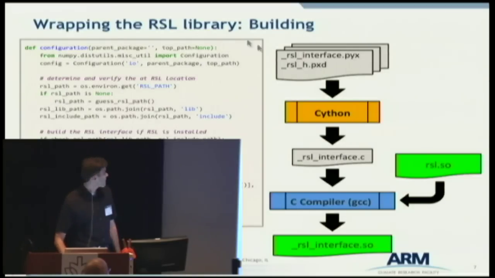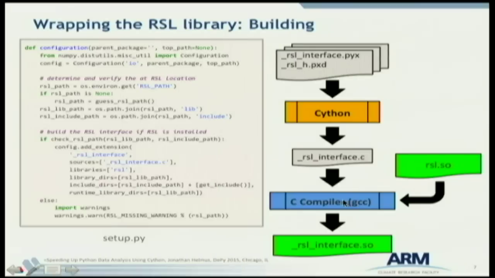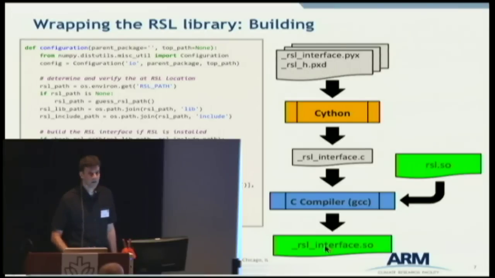So how do we actually build that? Well, the workflow is we're going to take those two files, that RSL interface and RSL.h, run them through Cython, generate a .c file, and compile that with GCC. During compile time, it's going to link with the RSL library that's hopefully been compiled beforehand, and then we're going to get an RSL interface file. That's top level. How do we do it in practice?